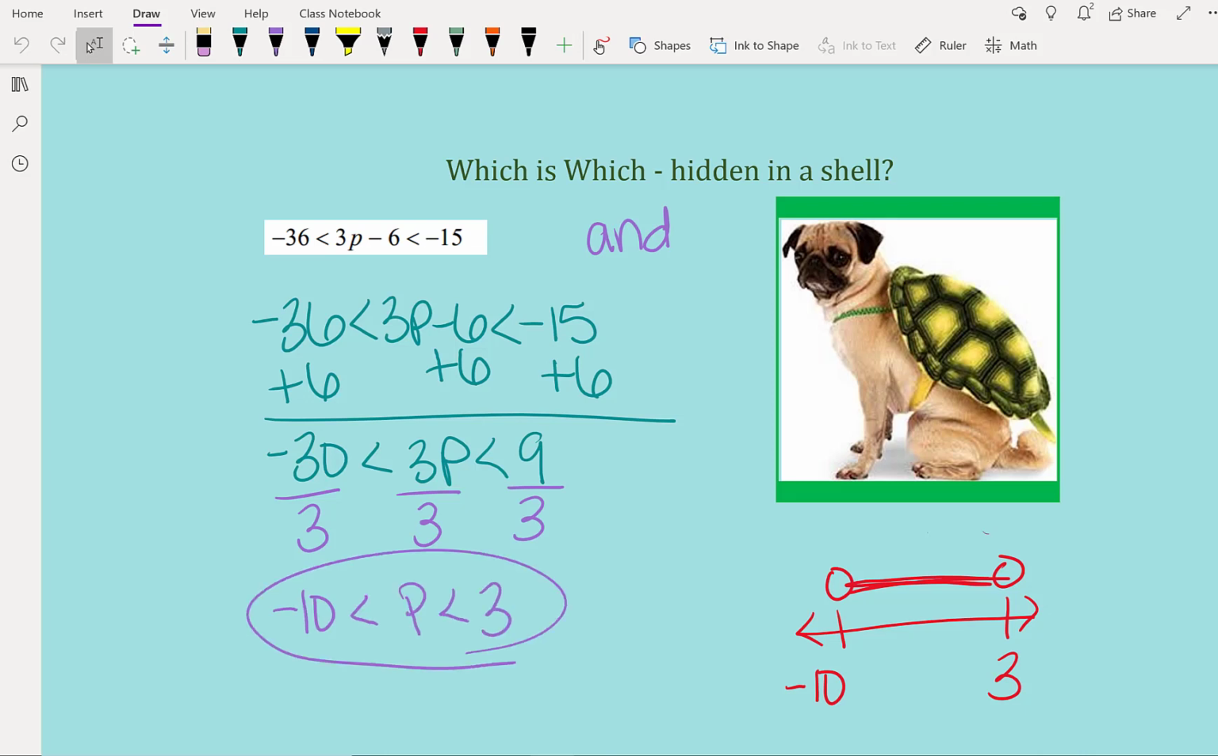You still get the same exact answer either way. Both ways are completely valid. It's personal preference. It's what you choose.